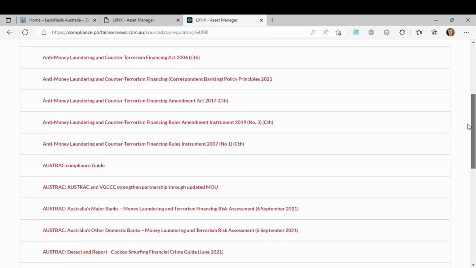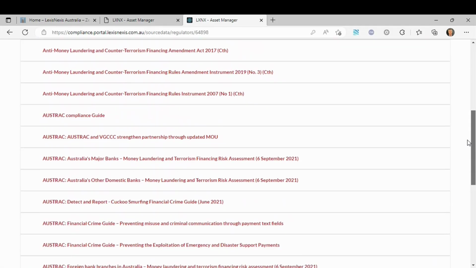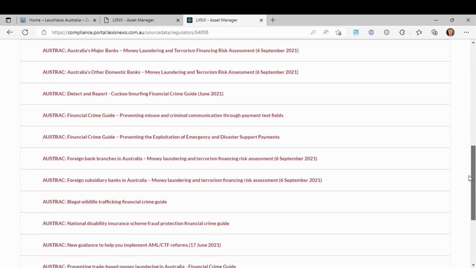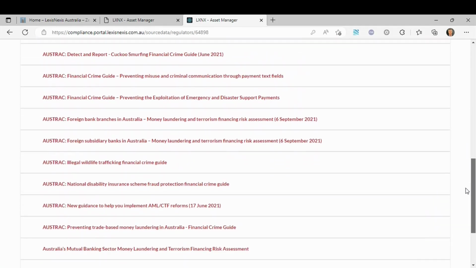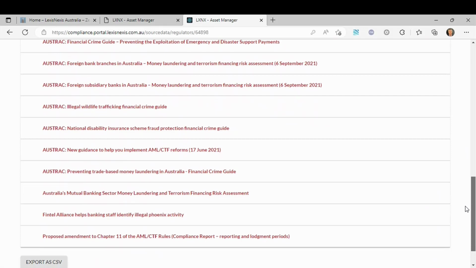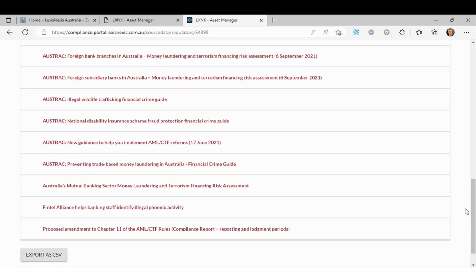Over and above the Act, you can see a variety of different financial crime guides, aspects of illegal wildlife trafficking, NDIS fraud prevention guide, Australia's mutual banking, money laundering and terrorism financing risk assessment, and so on. So depending on what kind of information you're looking for, SourceData is a reliable and effective tool that will allow you to drill down and see the interrelationship. It can often be fairly complex between the obligations that we provide you, the alerts that we provide you, the compliance sources that inform them, and the regulators that oversee them.